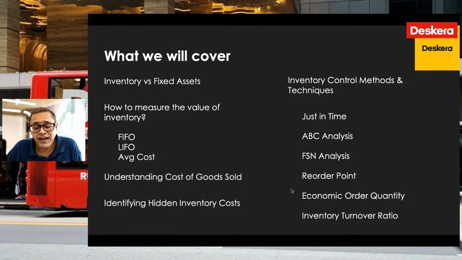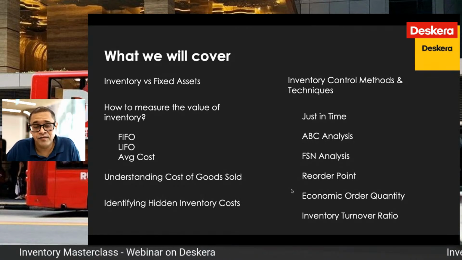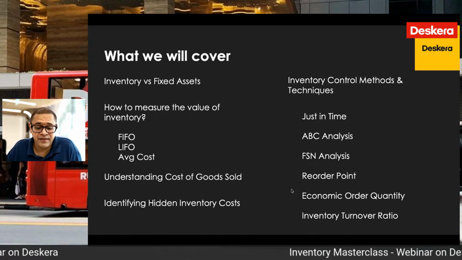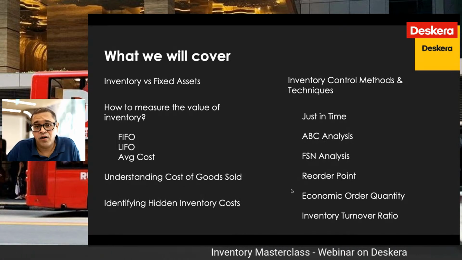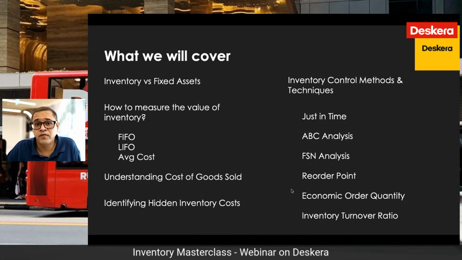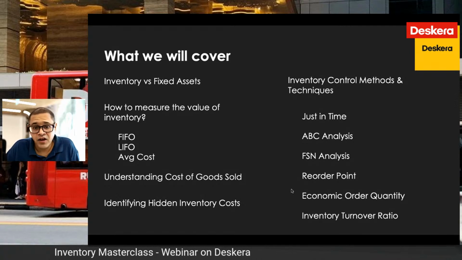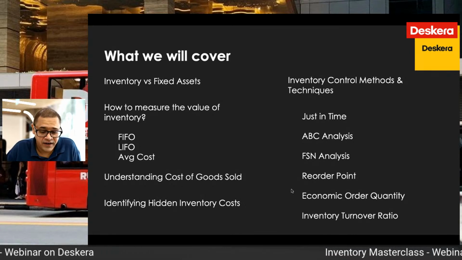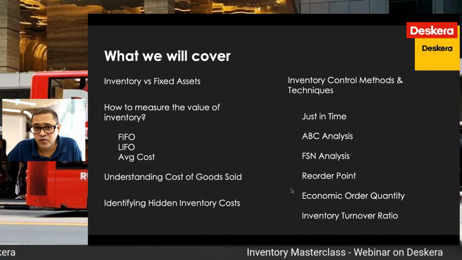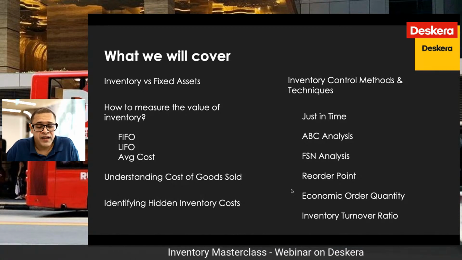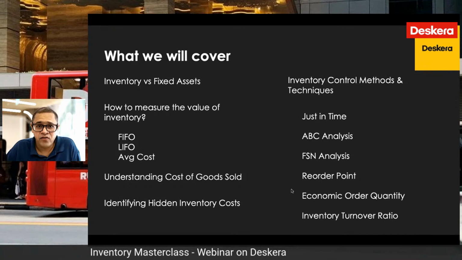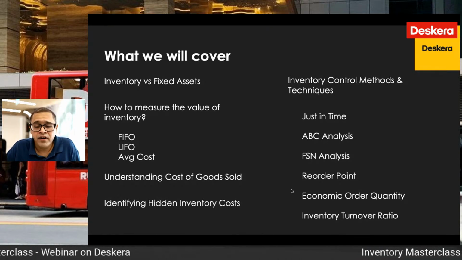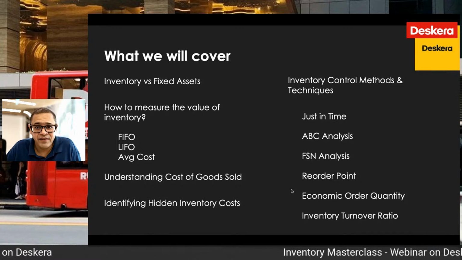And we will look at inventory control methods and techniques, which will include just-in-time inventory, ABC analysis of inventory, FSN analysis, also known as fast, slow-moving, and not-moving analysis, reorder points, economic order quantity, and how to calculate it. And we will look at inventory turnover ratio. The objective today is to understand all these control methods and techniques and the valuation methods in order to make sure that we are tracking our inventory the right way.